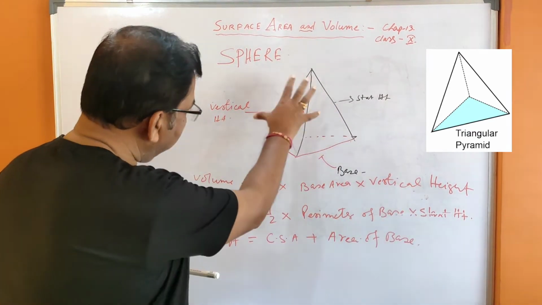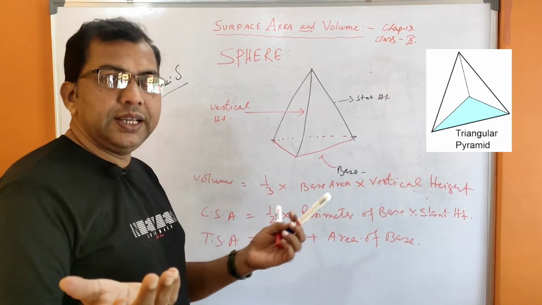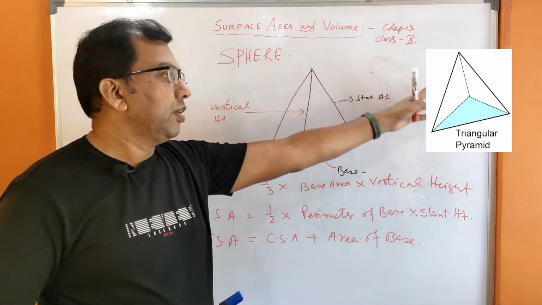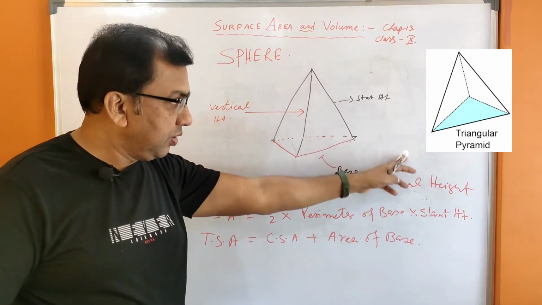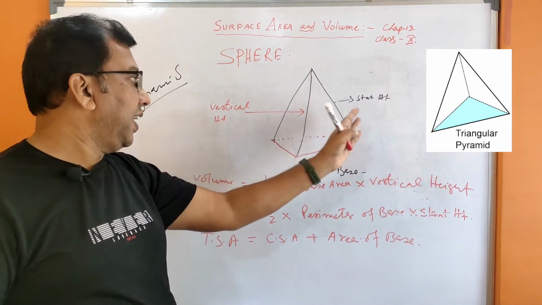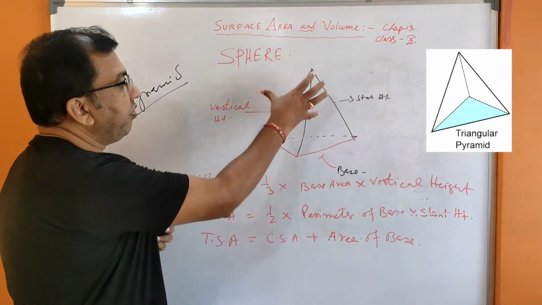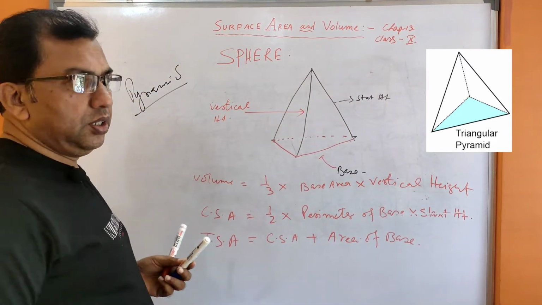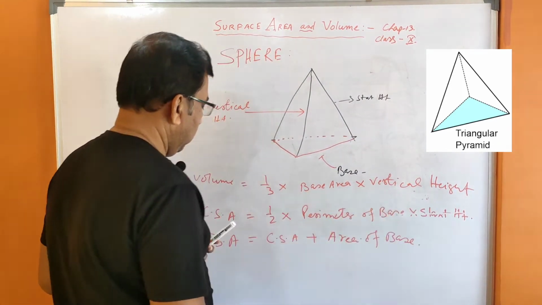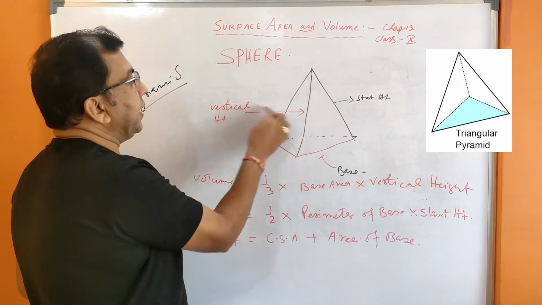Okay. So this is the pyramid. So many pyramids are there. There is a triangular pyramid, rectangular pyramid, all are here. So there is the apex, this is the base, this is the slant height, this is the vertical height, this is the apex. So what is the volume? You have to find out the volume of the pyramids. Okay, so 1/3 into base area into vertical height. Volume equals 1/3 into base area into vertical height.